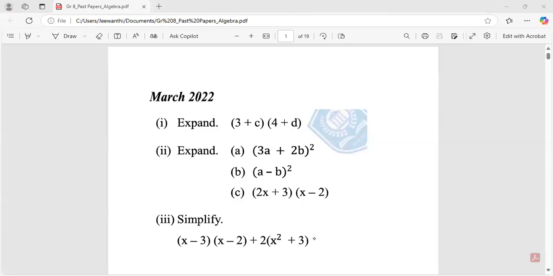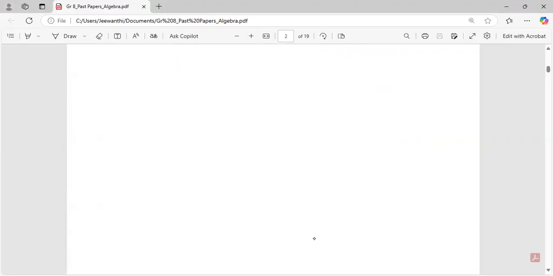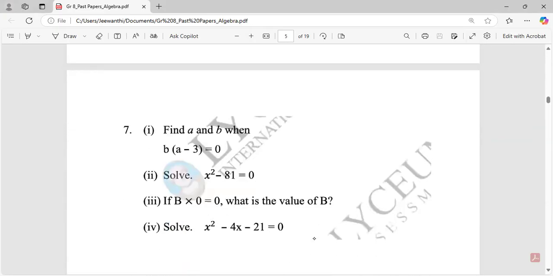Then next, I'm going to start the same paper, March 2022. We discuss question number 4, and then I'm moving to question number 7. So this is also from the algebra lesson. Therefore, I took it like this.